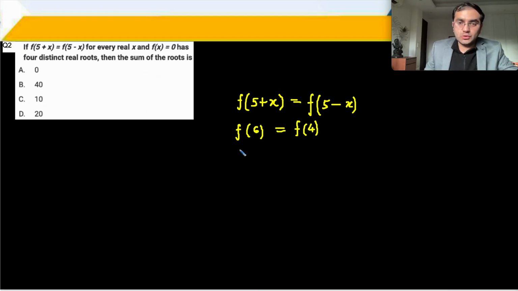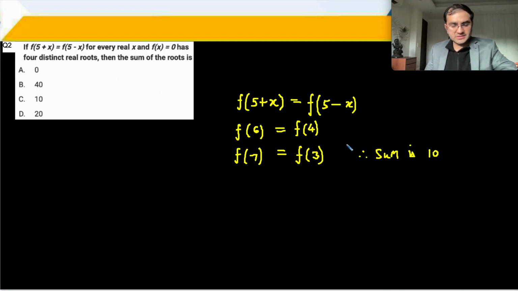And then let's put 2. So 5 plus 2, 7, is equal to 5 minus 2, 3. So do you notice that in each of these scenarios the sum is 10? Sum is 10, whether it is 6 plus 4 or whether it is 7 plus 3, the sum is 10. So now there are 4 distinct real roots, right? So let us consider a root R1.